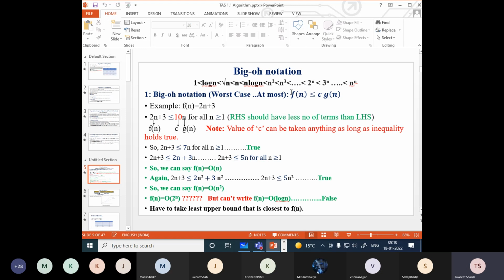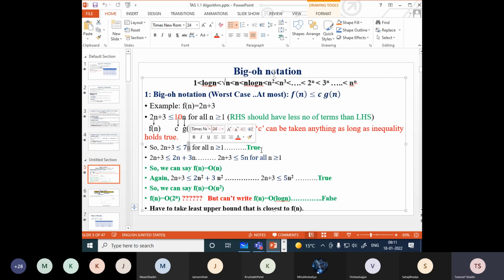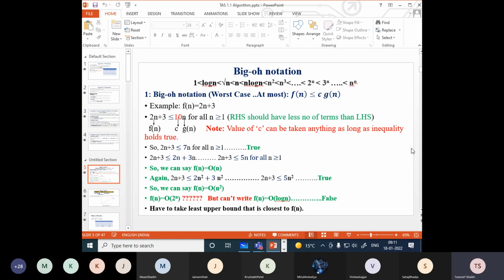So this condition, once it gets satisfied, it means my 2n plus 3 is f of n, my c is now 7, and my g of n is now n. So I can say that this is also f of n is big O of n. Okay, and similarly, there could be different functions which will satisfy this condition. Like in this example, this is also satisfying, this is also satisfying.